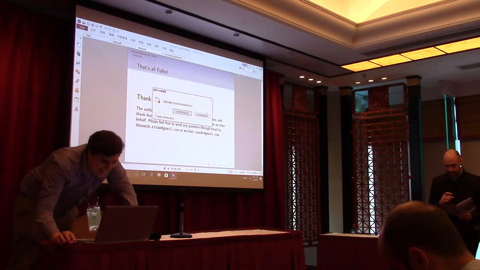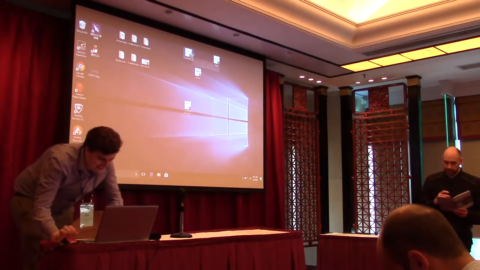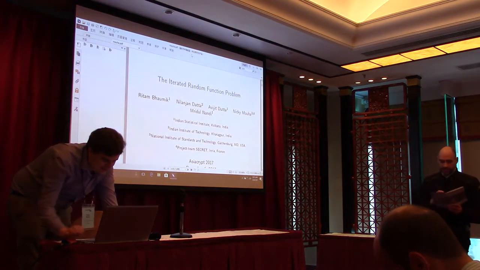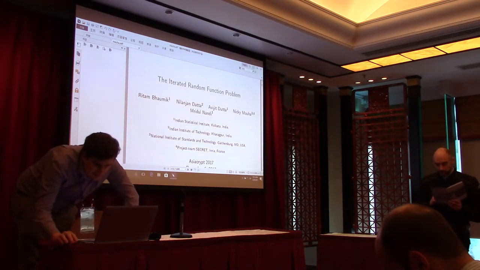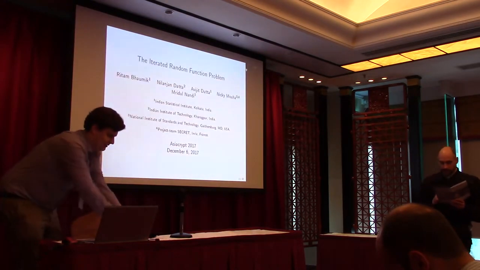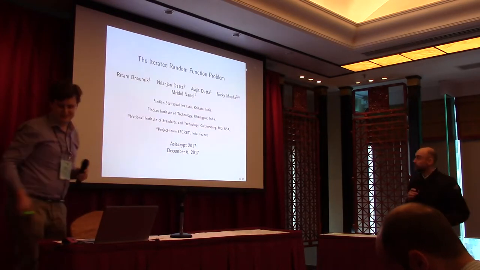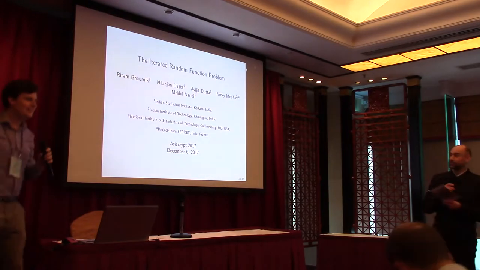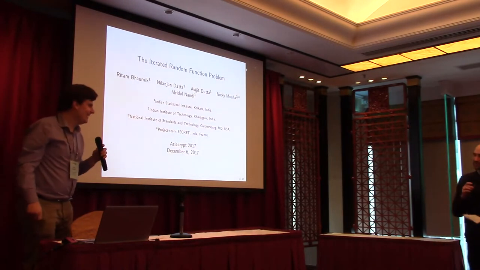Next and last part of this session is the iterated random function problem. The authors are Ritam Baumig, Nilanjan Datta, Avijit Dutta, Niki Muha, and Murilo Dandi. We noticed that the authors of the previous paper are also here, but this time they were so clever as to get more co-authors. And Niki will give the talk.